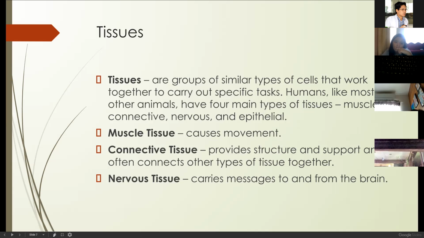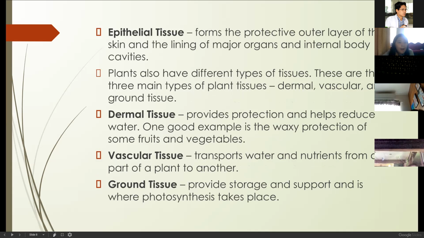Let's move forward. Any questions so far? Next is the epithelial tissue. It forms a protective outer layer of the skin and the lining of major organs and internal body cavities. This epithelial tissue also covers the internal organs.